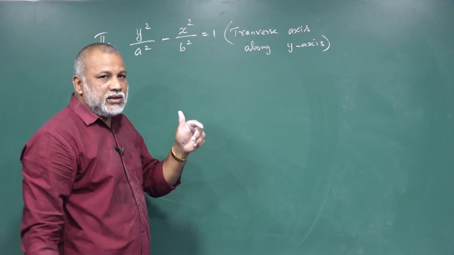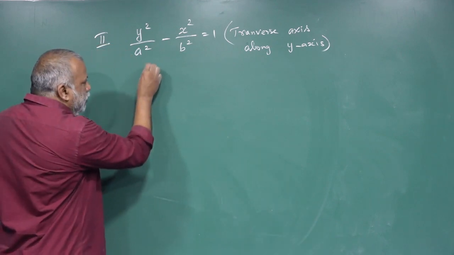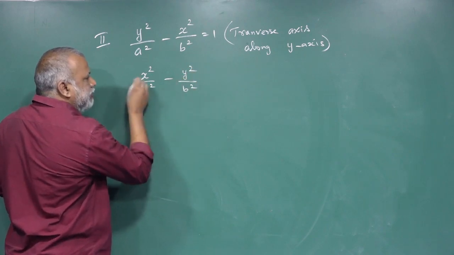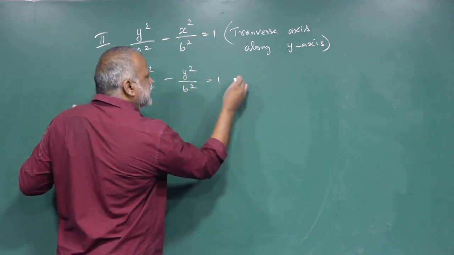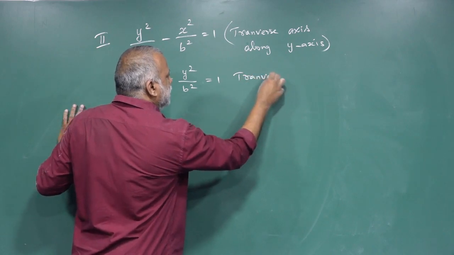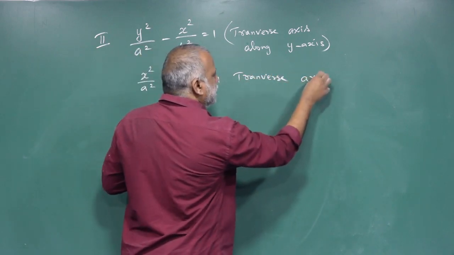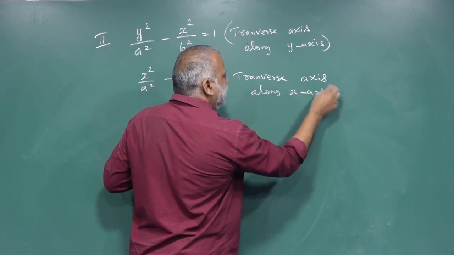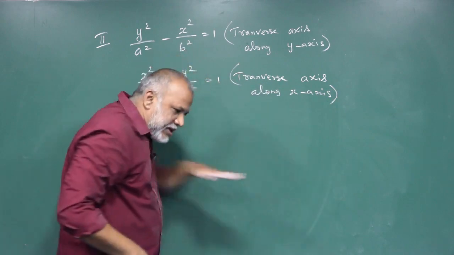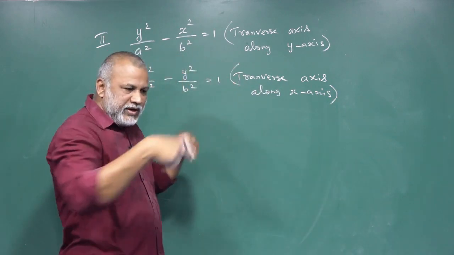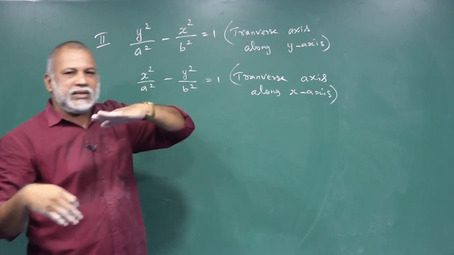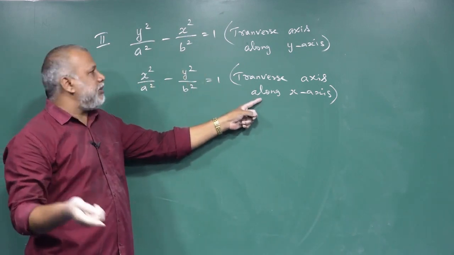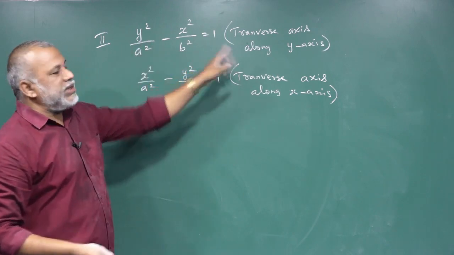See the difference. Type number 1 is x squared by a squared minus y squared by b squared. This is type number 1, transverse axis along x-axis. Just now I explained what the meaning of transverse axis is. It is a penetrating axis. In between only the hyperbola exists, in the axis only the hyperbola exists. So transverse axis along x-axis is type number 1. Then transverse axis along y-axis is type number 2.